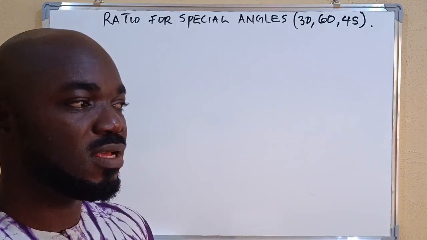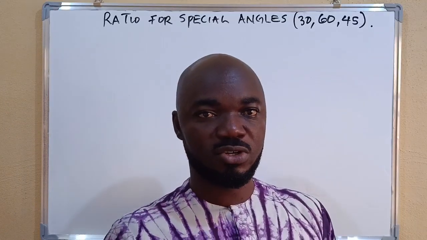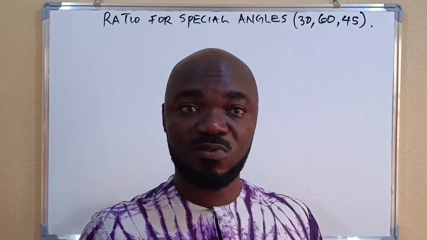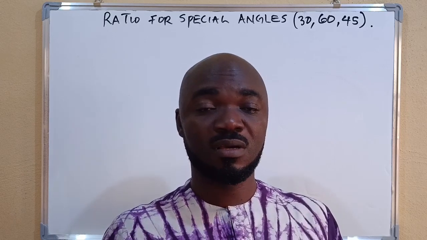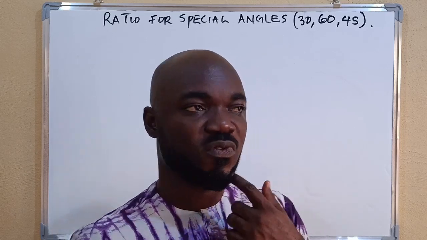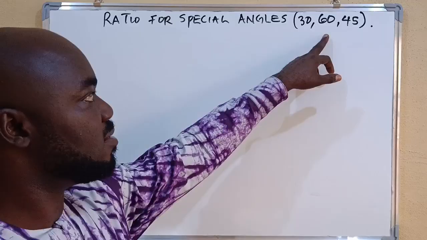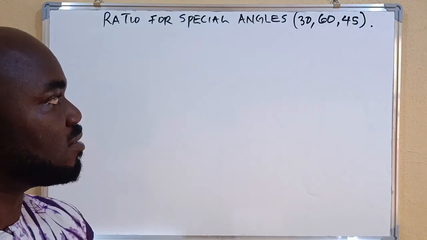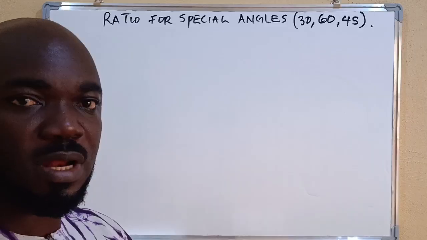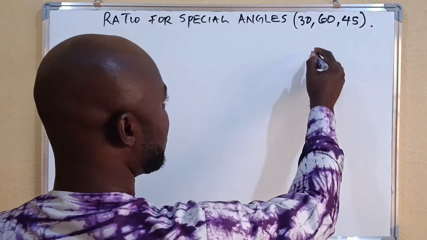So many students memorize these ratios. Sometimes they get confused along the way. How do you prove these ratios so that you can use them anytime? So first, we are going to work on angle 30 and 60. Later on, we are going to work on 45. So to work on angle 30 and 60, we use an equilateral triangle.